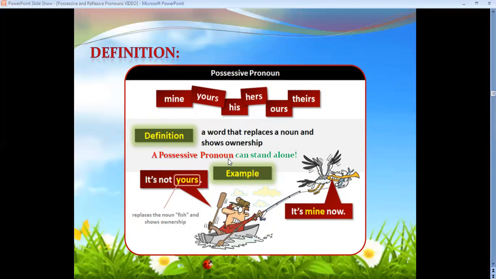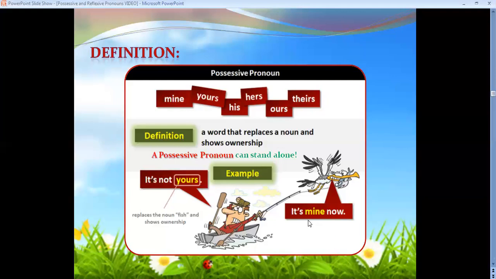Okay, a possessive pronoun can stand alone. I don't need to use a noun after it, okay? A possessive pronoun can stand alone. Let's read the examples. It's not yours. See? I don't need any noun after it. Do you know what's the original sentence? It's not your fish. See? But if I want to use the possessive pronoun, it can stand alone, or it has to stand alone. That's why I say it's not yours.